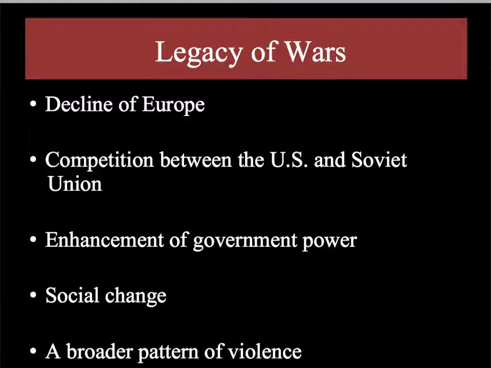And wars also promoted a broader pattern of violence, which becomes a feature of the contemporary world. And this is exemplified by the mass extermination of Jews by the Nazis in World War II, the genocides in Cambodia, Somalia, and Bosnia, which were all a product of modern warfare.